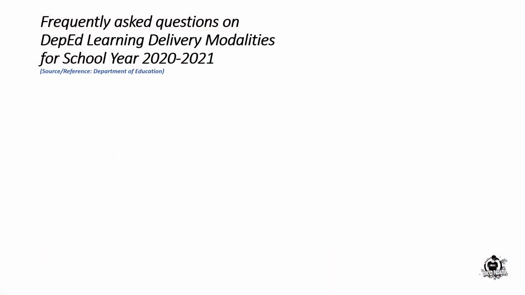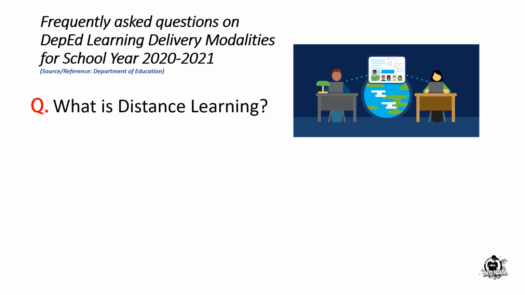The frequently asked questions on the different learning delivery modalities are the following. And the first question is, what is distance learning? For the purpose of this discussion, I will be using the following acronyms from time to time. Some of them are the following. We have LDM referring to learning delivery modalities, HEI referring to higher education institutions, DL referring to distance learning, F2F referring to face-to-face.